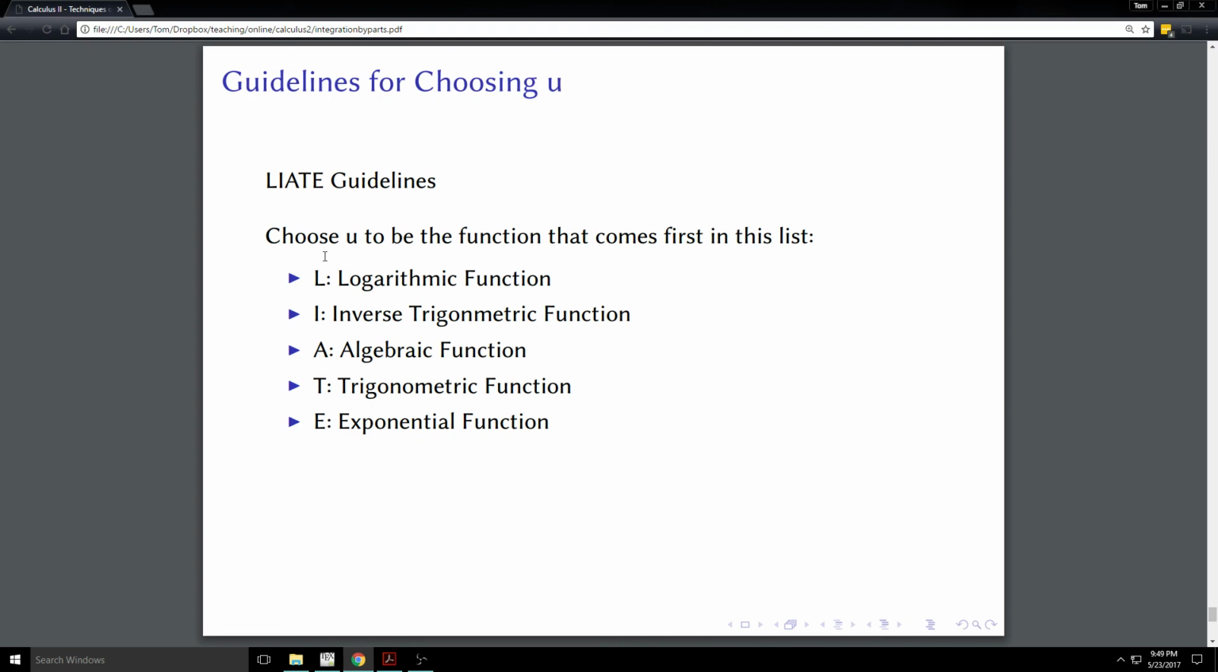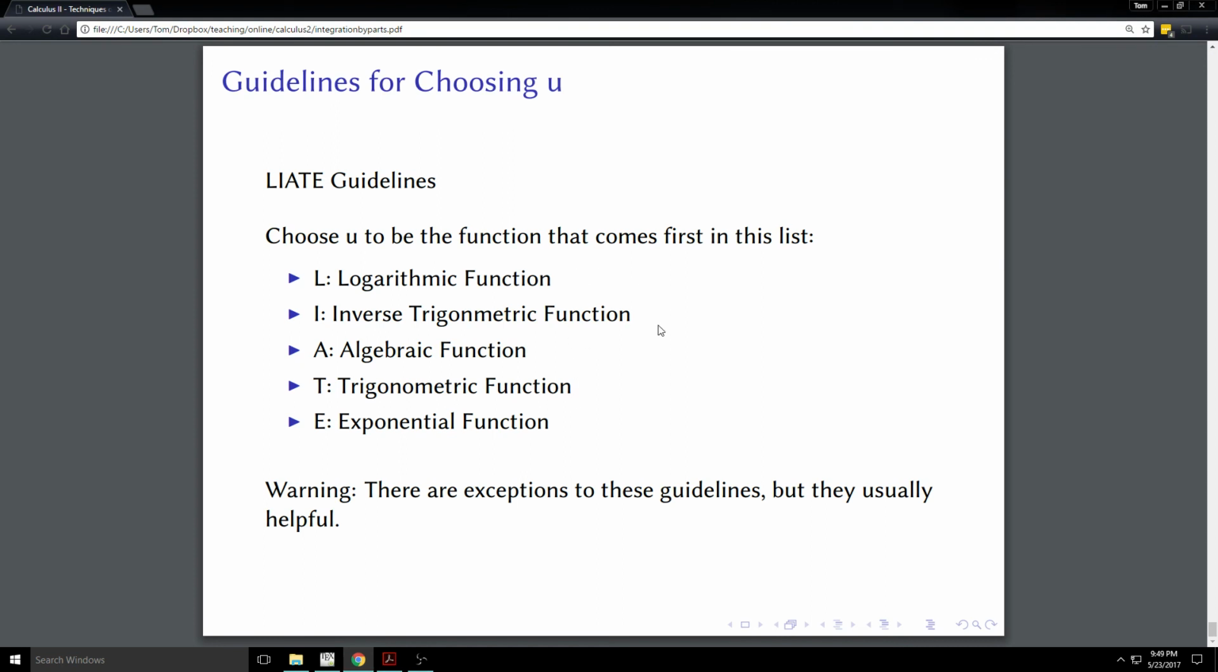So in general, what you want to do is to choose u to be the function that comes first in this list. So logarithms, if there's any logarithms, you want to choose those to be u, right? Or if there's no logarithms, then inverse trigonometric functions. Then algebraic functions, then trigonometric functions, and then exponential functions. You do have to be careful. These are only guidelines, right? They don't always work. Again, there are some exceptions, but in general, these guidelines are pretty helpful, especially for kind of book problems that you do.